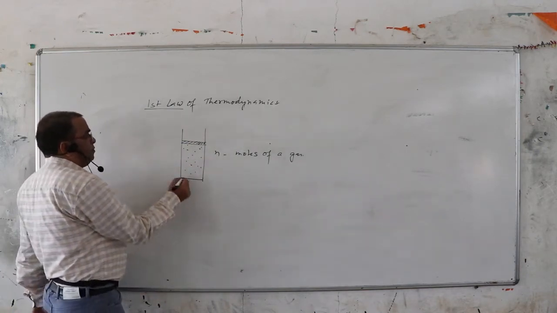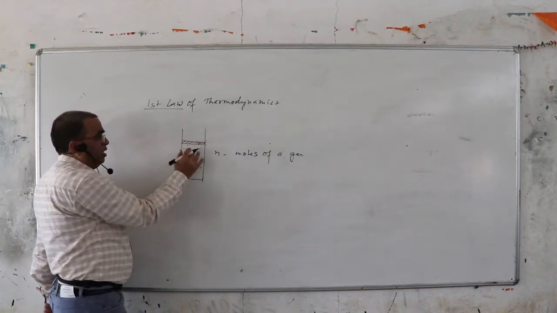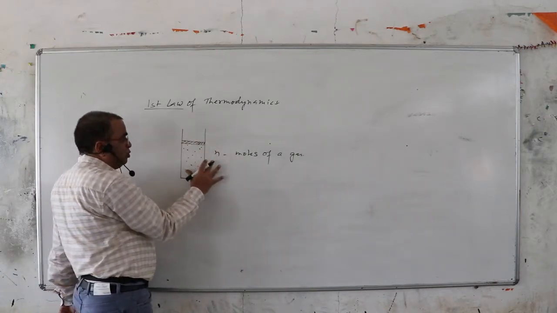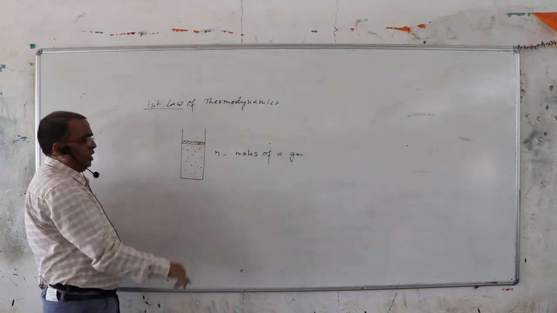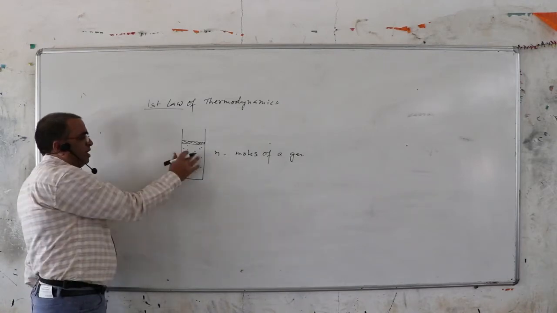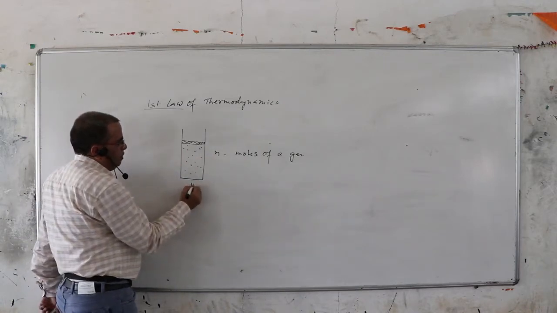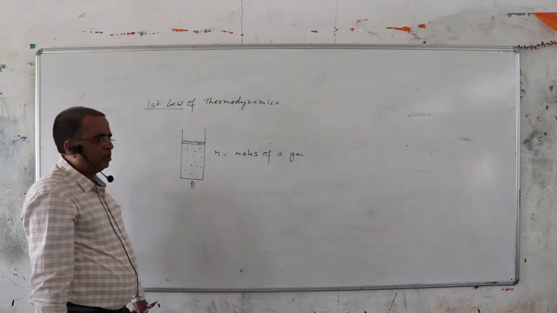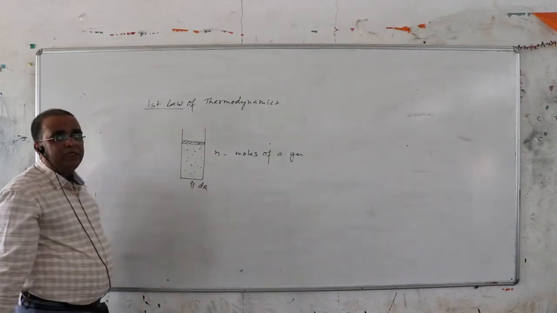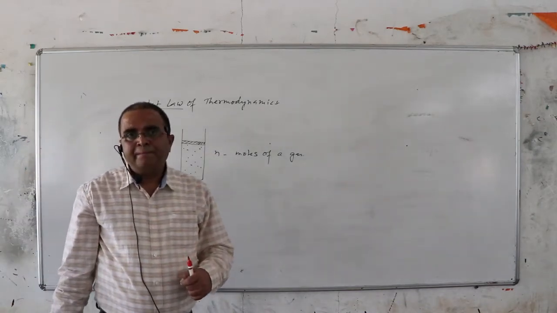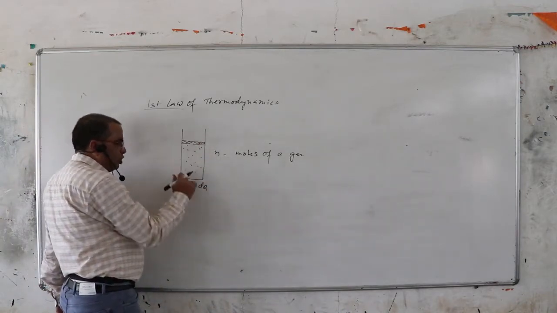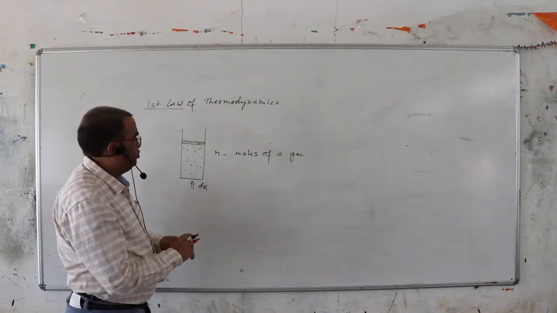And here is the piston. The piston is movable, and not only movable, it should be light in weight as well as smooth, meaning frictionless. There should not be any friction inside the walls. Suppose, for example, these are conducting walls, and if a heat dq is supplied to the system, what can happen? There are two possible things which can happen.